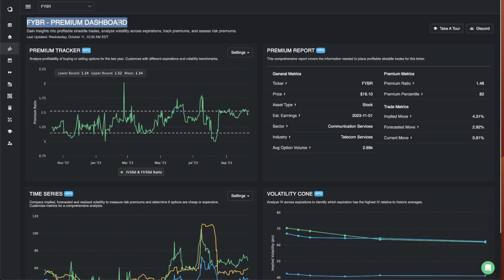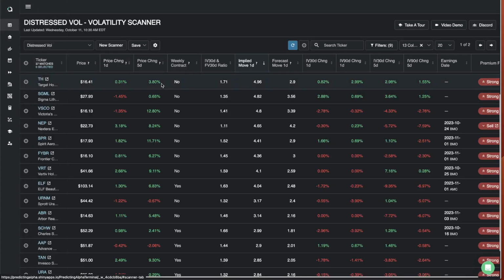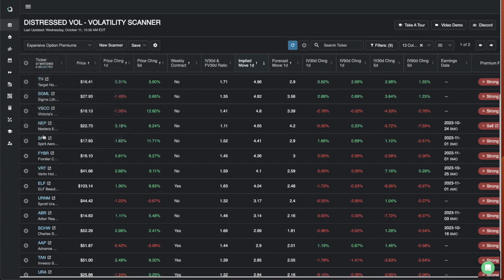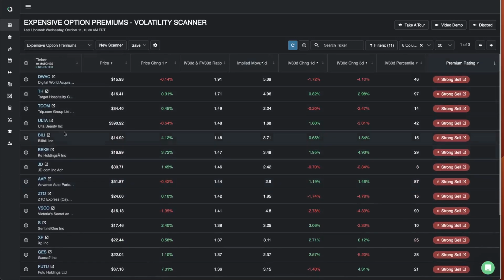Now, to get things started off, I want to talk to you about how I found these trades. They were found using 2 scanners in the PA terminal. One is the distressed volatility scanner, and the other was the expensive option premiums scanner. So right off the bat, 3 of the trades that we are looking at right now are on this scan right here. We are looking at DWAC, we are looking at TH, and we are looking at TCOM.